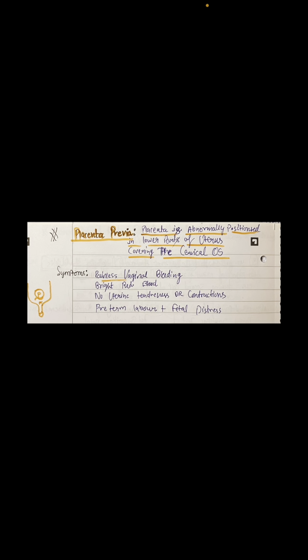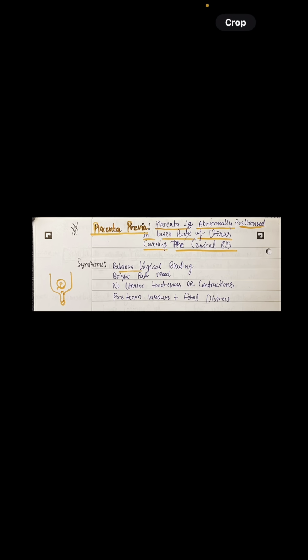So let's go next to placenta previa. I have just told you that this is an abnormally positioned placenta in the lower part of the uterus, which will cover the cervical OS. When it covers the cervical opening, the symptom we will see is painless vaginal bleeding. The vaginal bleeding will be severe.